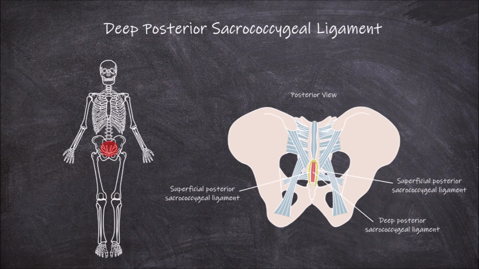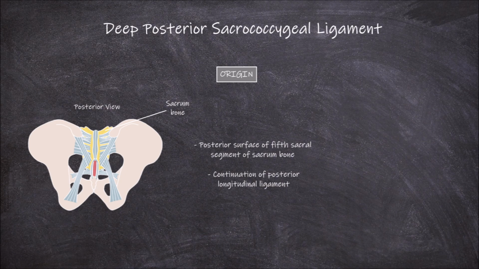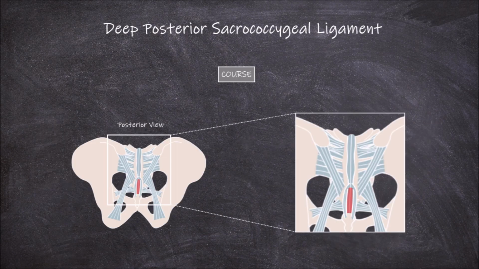Next, we're going to take a look at where this ligament originates from. This ligament originates from the sacrum bone, specifically from the posterior surface around the fifth sacral segment part of this bone. This ligament is a continuation of the posterior longitudinal ligament seen here highlighted in green. If we take a closer look at the sacrum bone, we can see highlighted in red where this ligament originates from.